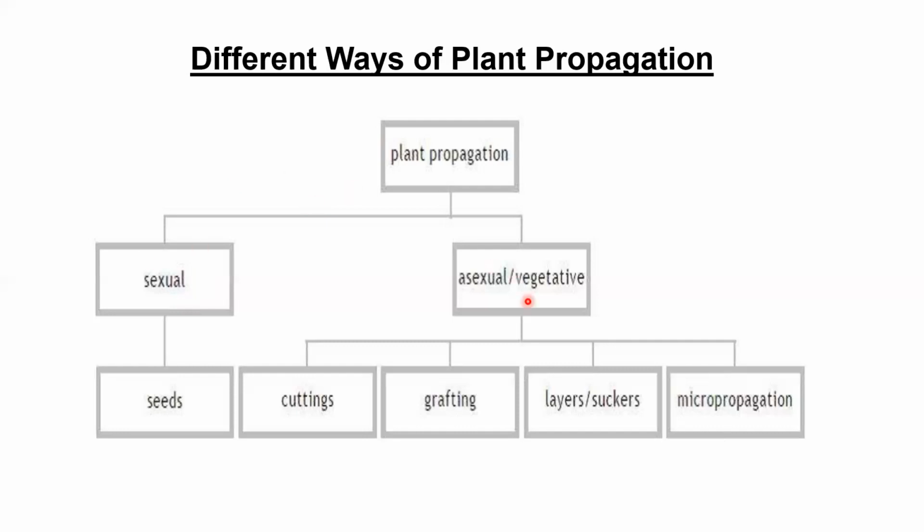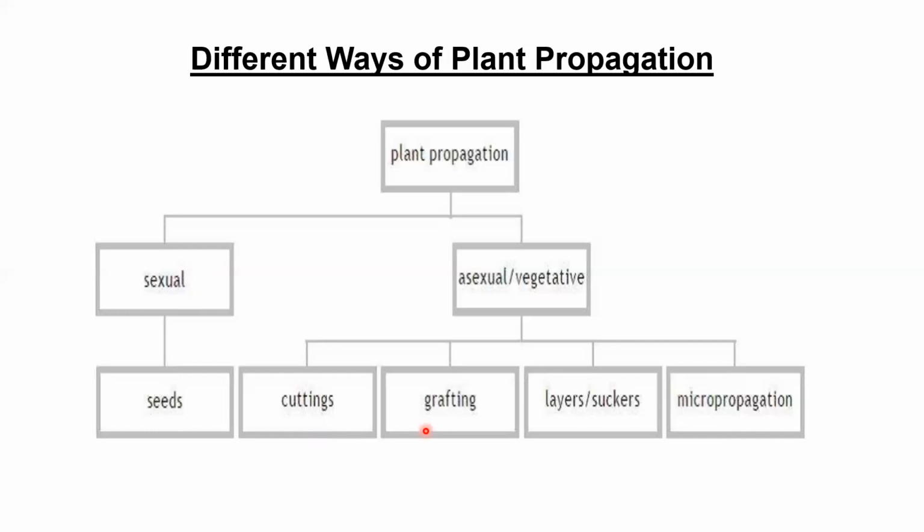But what about vegetative, asexual cuttings? This is applicable to some plants, not to all plants. You can cut some pieces from the stems, and then you can plant them inside the ground, water them, and they will grow, develop roots and shoots, and they will turn into a whole new plant.